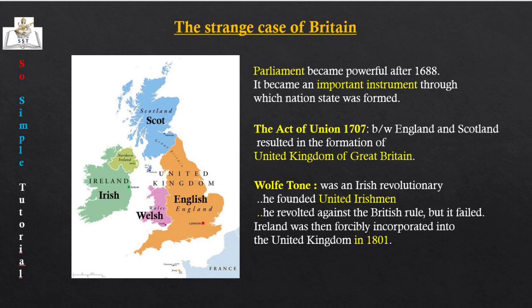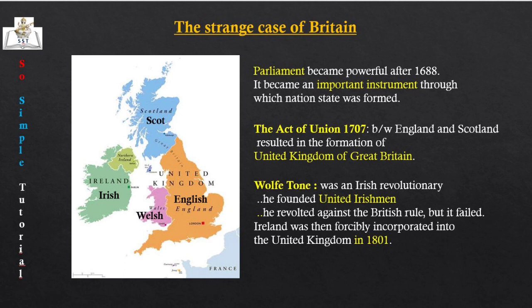Wolfe Tone was an 18th century Irish rebel. He founded the United Irishmen with the goal to overthrow English rule. In 1798, he led a rebellion and attempted to take Dublin and the surrounding counties, but it was quickly suppressed and he was captured. After the failed revolt, Ireland was forcibly incorporated into the United Kingdom in 1801. Now, a new British nation was forged through the propagation of dominant English culture.